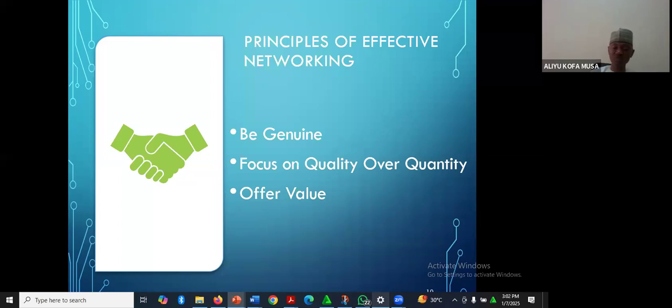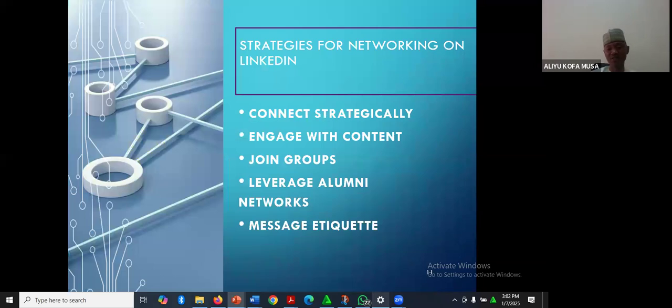And that is what takes us to the last one. Offer value. Then, what are the strategies for networking on LinkedIn? One, connect strategically. What do you mean by connect strategically? Don't be connecting anyhow. You study yourself, what you call the self-assessment: your knowledge, your passion, your interest, your experience, your qualifications. Then you look at groups that have similar passions, similar interests, similar professional qualifications, similar skills, then you join.